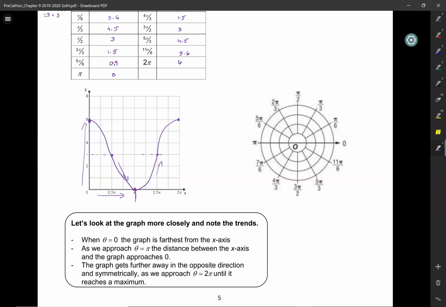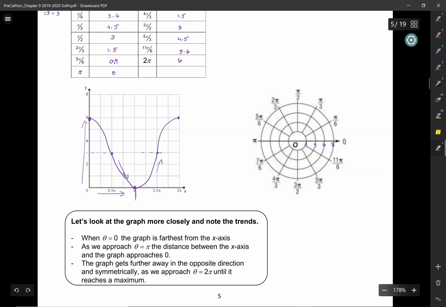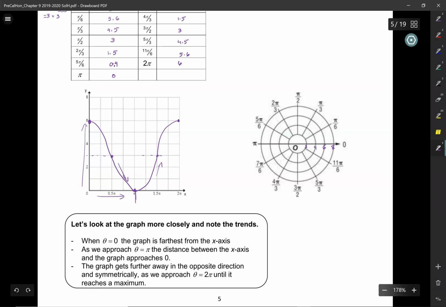So in this case, if we have to go out 6 units, we need to recalibrate this. So we're going to make this 2, 4, 6, 8. When theta is 0, we're at a 6. Yes, there is some eyeballing involved here.